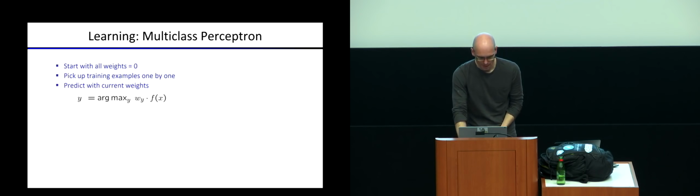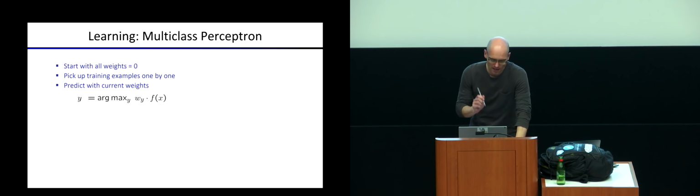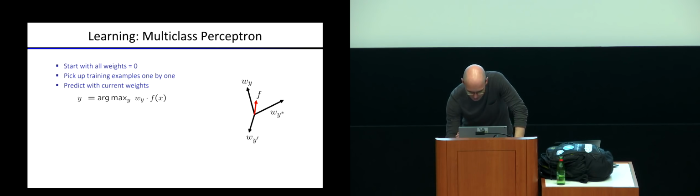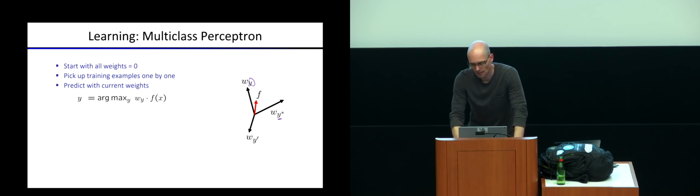How about training this thing? We can use the same procedure, actually, with a very, very minor modification. We can start with all weights equal to 0, which now, if we had a 3-class problem, means 3 weight vectors, each of them having all entries equal to 0, with some tie-breaking happening in the beginning. We pick up training examples one by one, and we predict with the current weights. We see what the prediction is. If the prediction is correct, then our weights are good as far as this training example is concerned, and we don't have to do any update. However, if the prediction is incorrect, let's say for this feature vector we would predict class Y, but the class label is actually Y star, then we need to somehow rotate WY and WY star such that WY star has a higher inner product with F than WY.